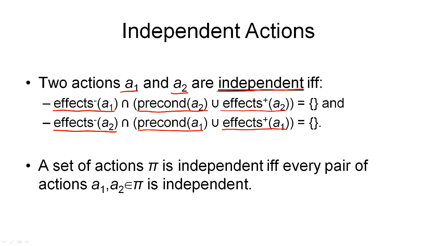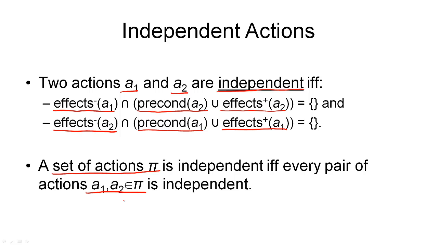And we can easily generalize this definition to a set of actions pi. We can say that a set of actions pi is independent if every pair of actions in this set is independent. So we must not have a single pair of actions that are dependent in this set. Then the whole set consists of independent actions. And one important thing you can see in this definition is that the independence of actions does not depend on the planning problem, which means this can be computed before we start our planner, before we search for a solution to our problem.